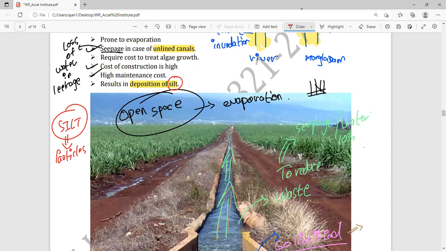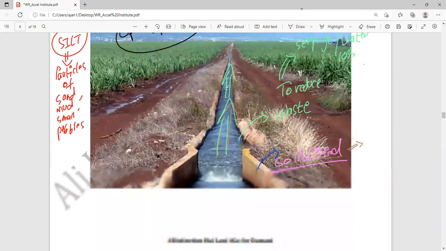Sure, the matter that we term as silt can be deposited as a line, but the defining feature of silt is that these are particles of sand, or you could say mud and small stones and pebbles, right? Does that make sense?